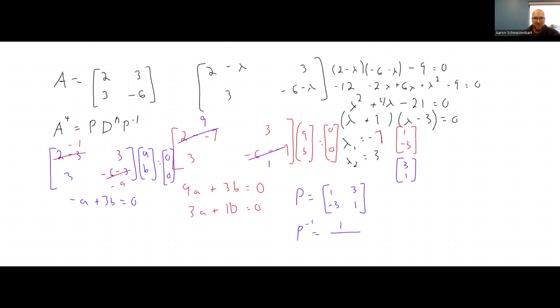So 1 over 1 minus -9. Swapping doesn't do much. Negating just flips the signs. So 1 minus -9 is 10. So that's my P inverse matrix.